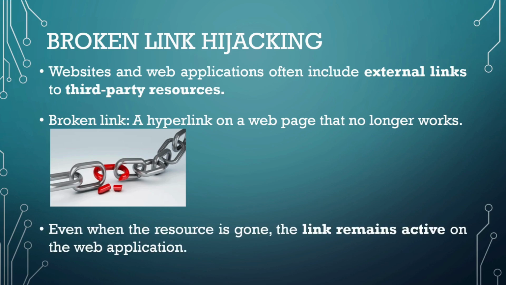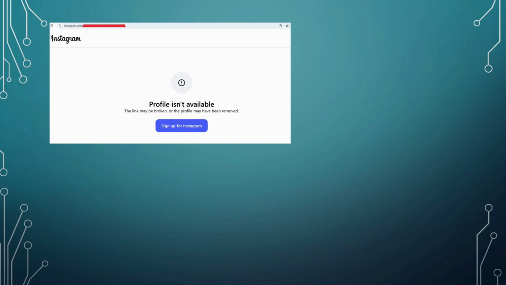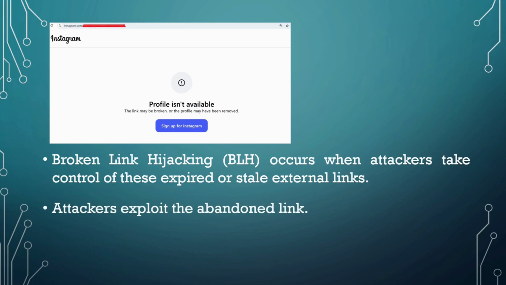Here is the key issue. Even though the resource is gone, the link itself remains active on the website. Visitors can still click it and the browser will try to load whatever is now hosted at that location. Attackers notice such kind of abandoned links. They can register the expired domain or replace the missing resource with malicious content. Once they control the destination, they can serve harmful files, fake login pages, or inject scripts. This takeover of the abandoned links is what we call broken link hijacking.